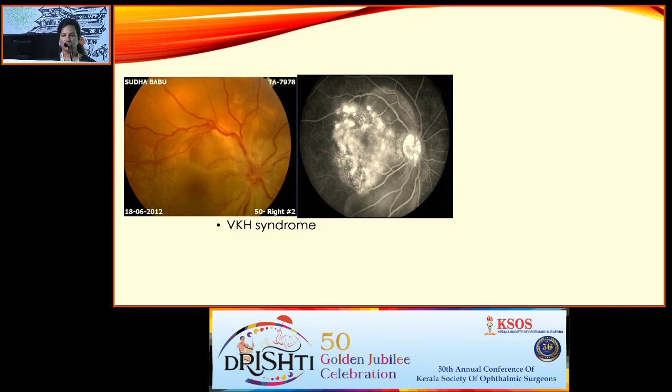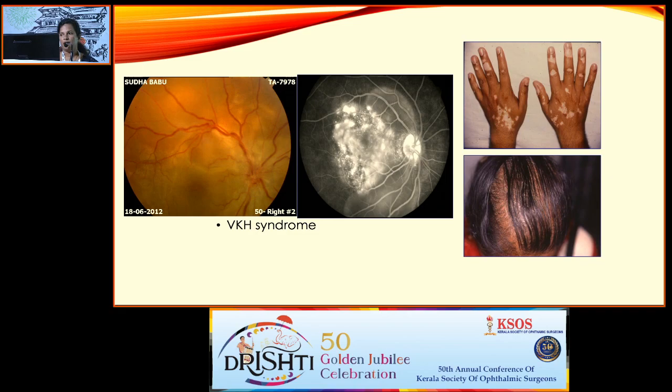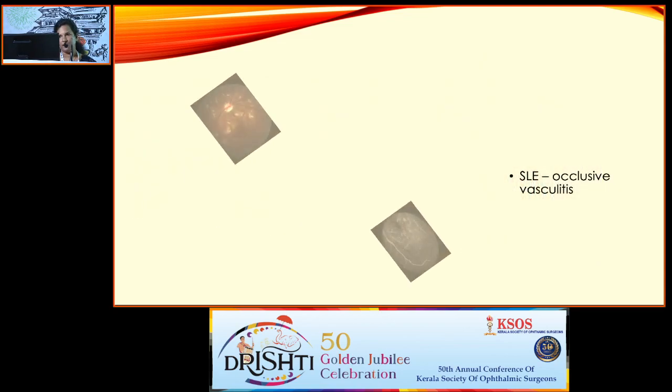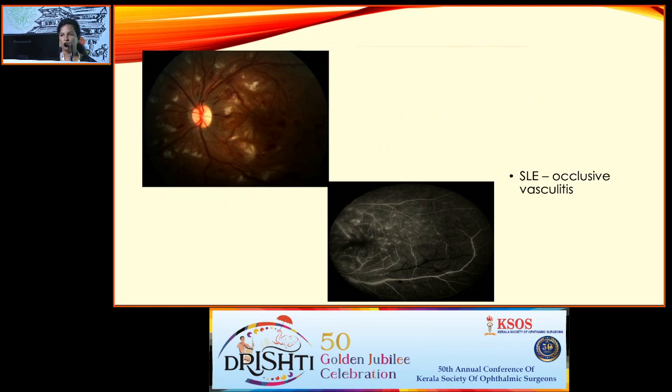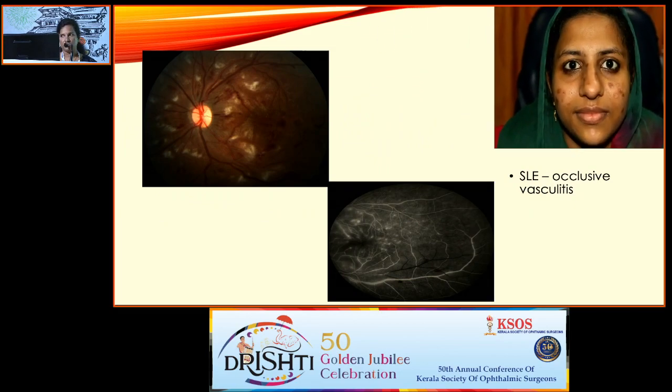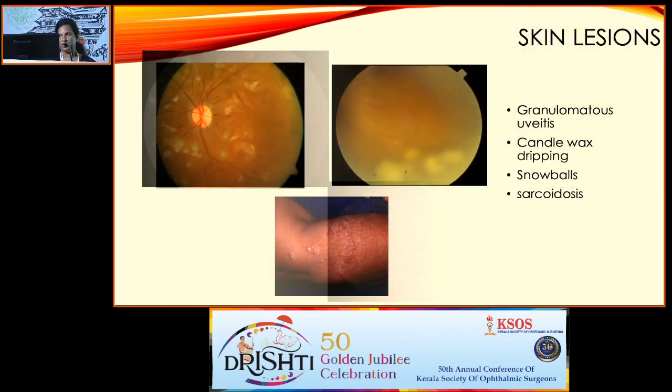This patient had only ocular illness with bilateral panuveitis, pinpoint leaks with late pooling, and skin and hair changes. No need to refer anywhere, you only treat with steroids and immunosuppressants. Another patient with bilateral occlusive vasculitis with malar rash, again send the patient to a rheumatologist for SLE evaluation and treatment.